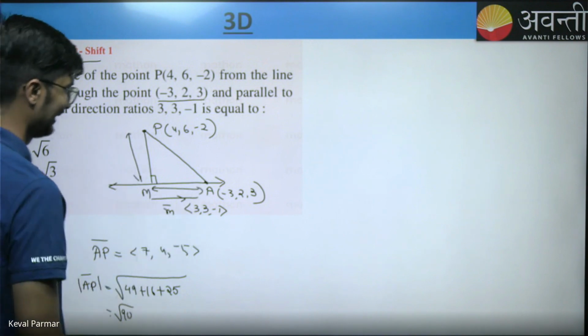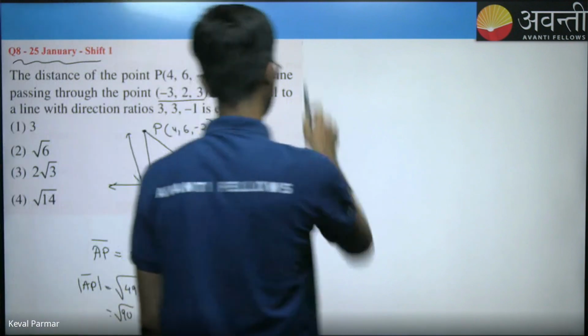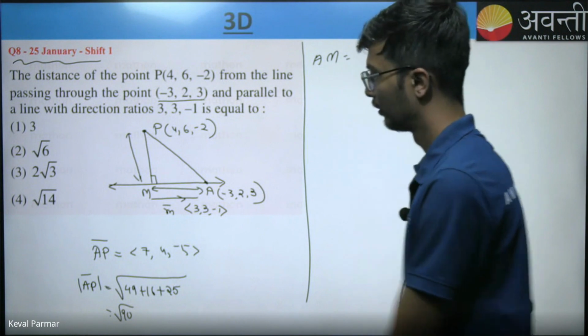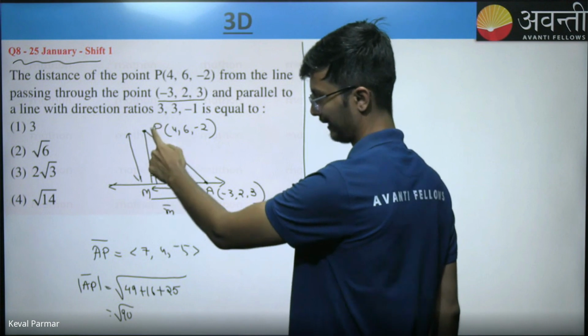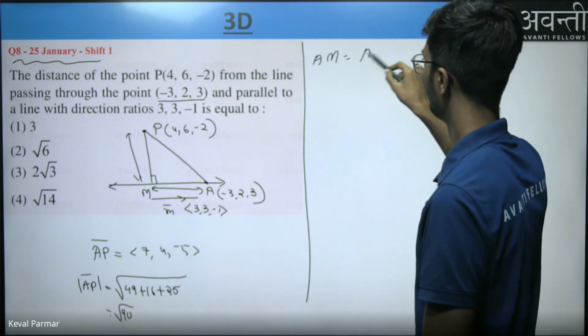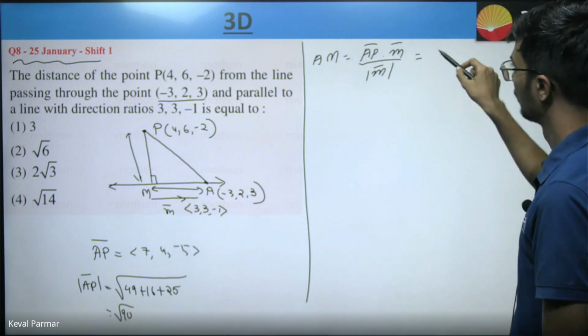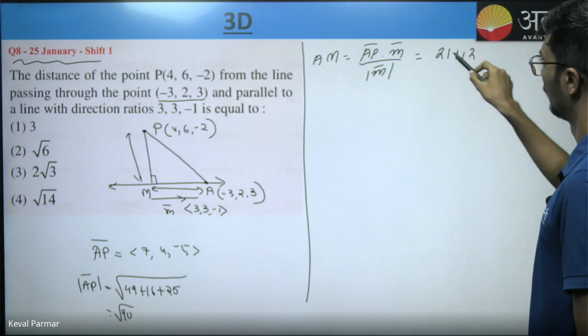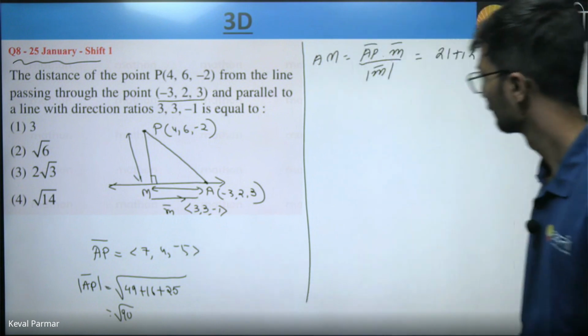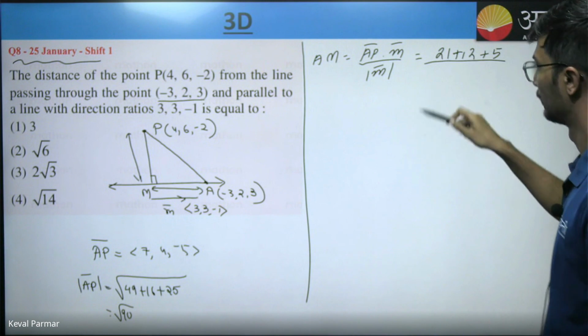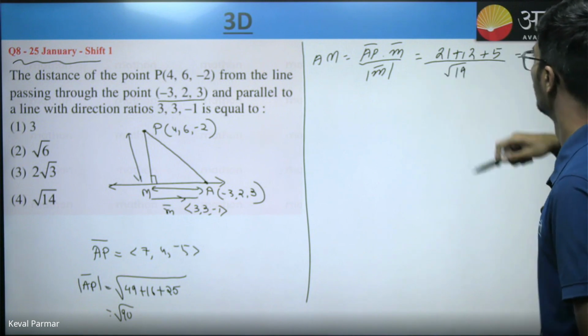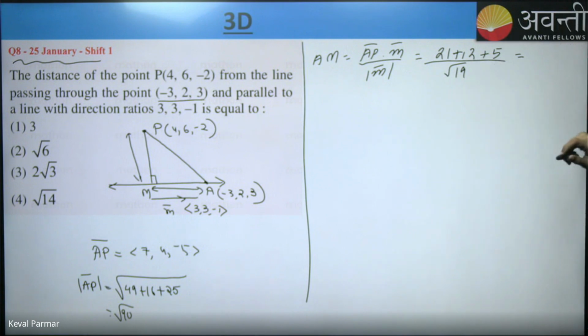Now this distance AM is the projection of AP on M. So that means AP dot M upon mod of M. We have AP, we have M. Let's take the dot product: 21 plus 12 plus 5, upon mod of M. 9 plus 9 plus 1 is 19, so the denominator is root 19. 21 plus 12 plus 5 is 38, so 38 by root 19, which I can write as 2 root 19.